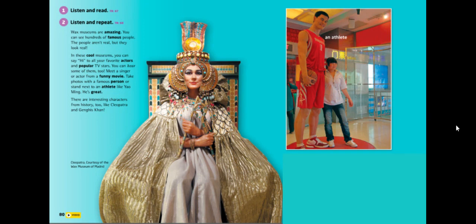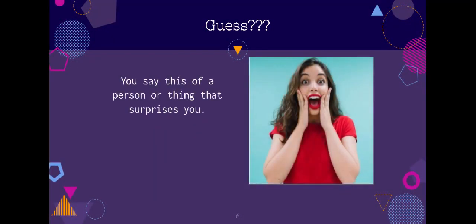Okay? So now let's check a little bit what we have learned. Let's see. Guess. You say this of a person or thing that surprises you. Amazing. Let's repeat. Amazing. Now let's spell amazing. A-M-A-Z-I-N-G. Amazing.